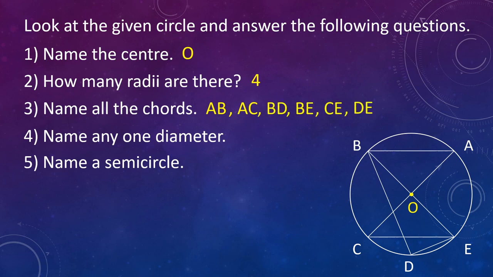Question number 4. Name any one diameter. Let's recall diameter. A diameter is a line segment whose endpoints lie on the circle which passes through the center of the circle. So the answer is AC or BE. You can write any one. Question number 5. Name a semicircle. Semicircle means half of a circle is called the semicircle. So the answer is ABC or AEC or BAE or BCE. You can write any one.